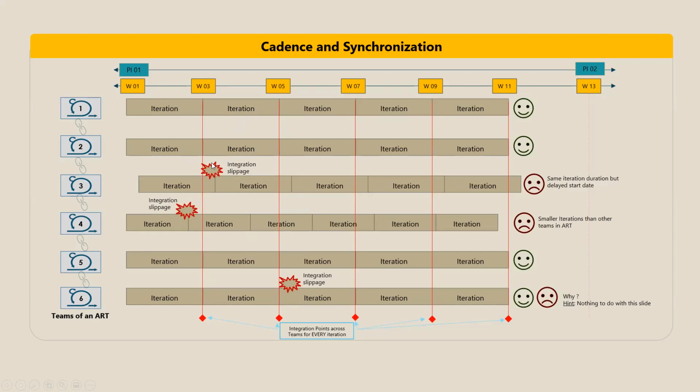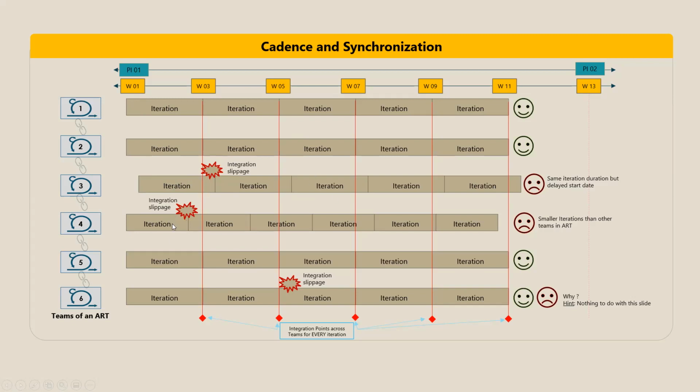You see here, integration slippage, integration slippage, integration slippage. Team 3 here has the same iteration duration, but they've started later than all the other teams. So there is a slippage. This team is unable to integrate.